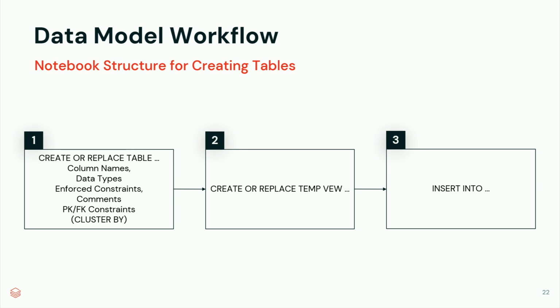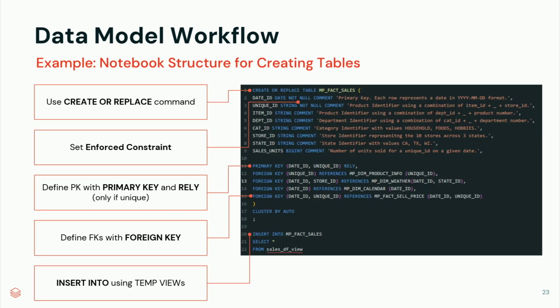Second, I'm going to create the temp views, referencing my source tables in the silver schema to build my fact and dimension tables. Once I have all those temp views created, it's as simple as just using that SQL command insert into, and I'm going to insert all those temp views into it. This modular code structure allows for user readability, easy debugging, and future modification.